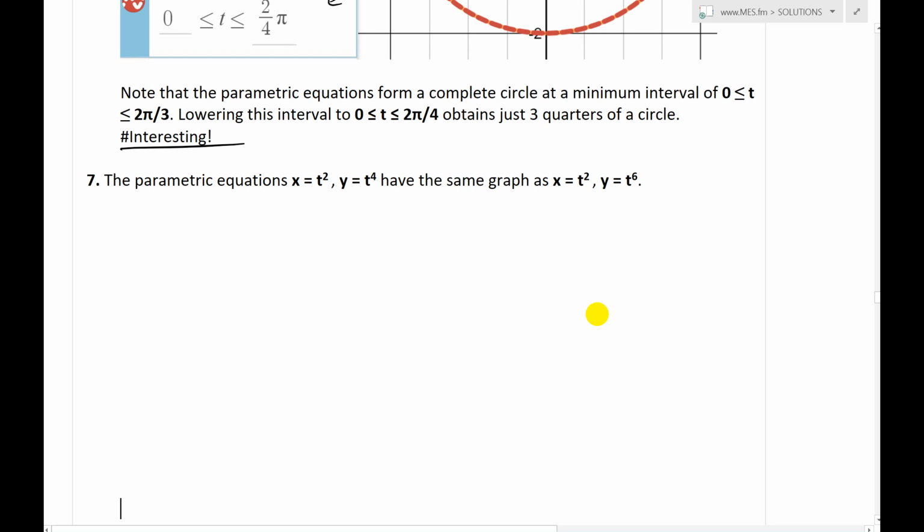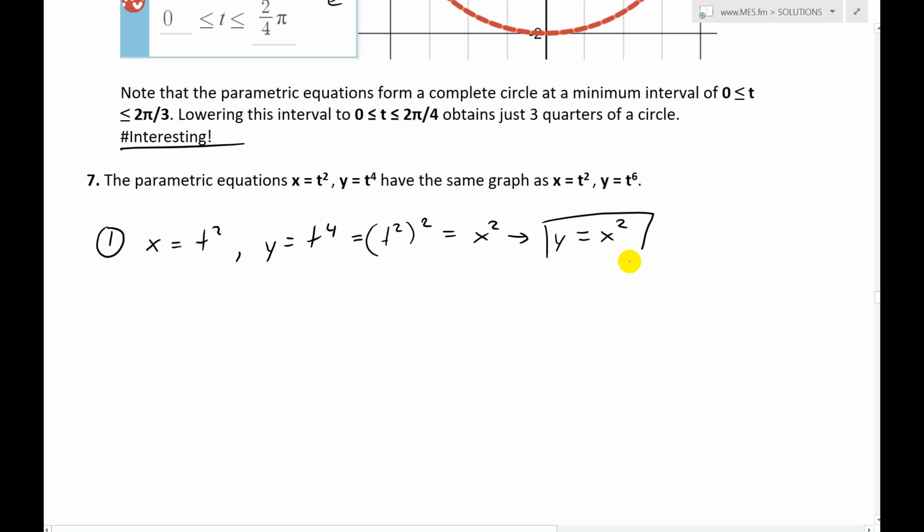So this one states that the parametric equations x equals t squared, y equals t to the 4 have the same graph as x equals t squared, y equals t to the power of 6. Well, let's take a look at this. If you look at this first one right here, we have x equals t squared and y equals t to the 4. But notice the y one right here. This just equals t squared squared, and t squared is just x. So this just equals x squared. In other words, we have y equals x squared.